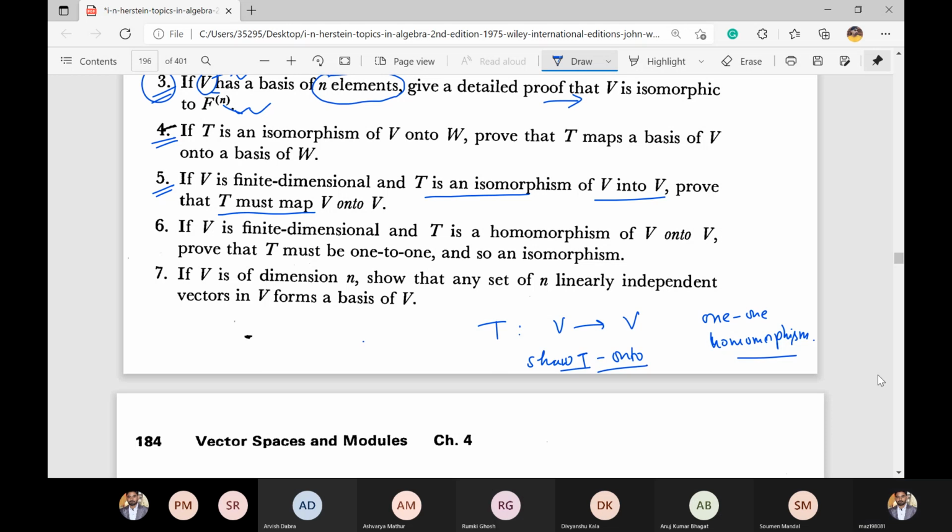Anyone? If T is a map from vector space V into V itself and T is 1-1, then we have to show that T is onto.